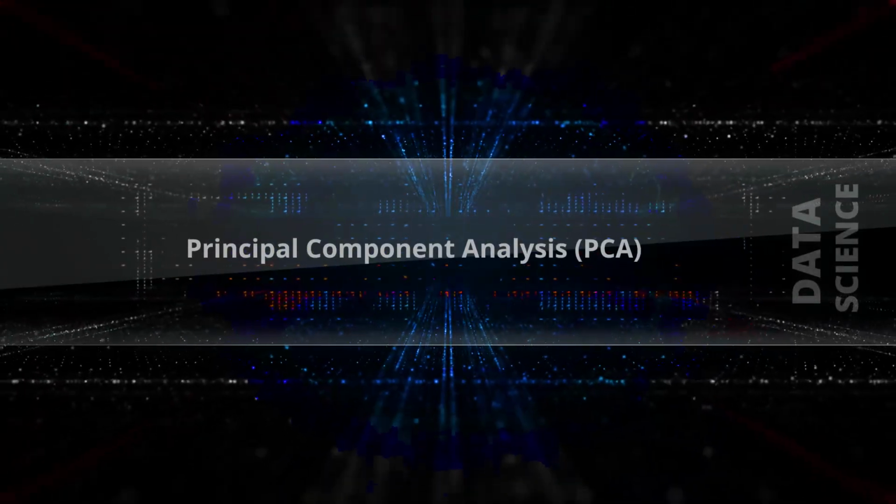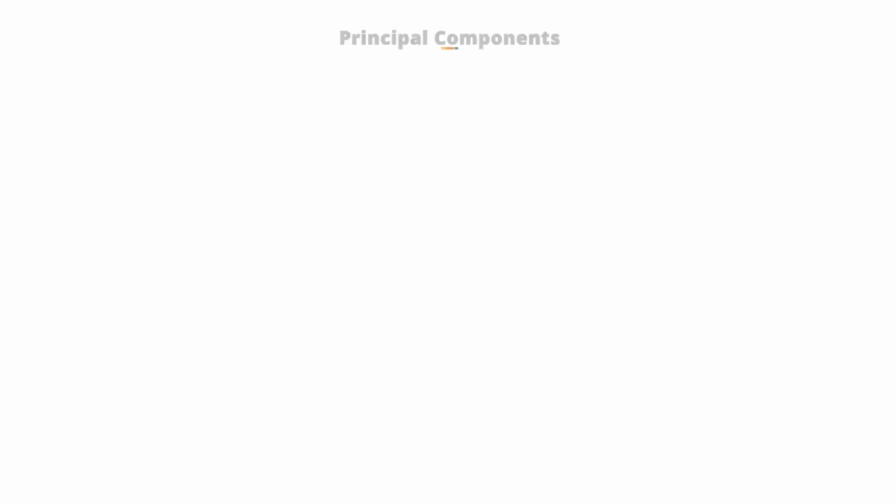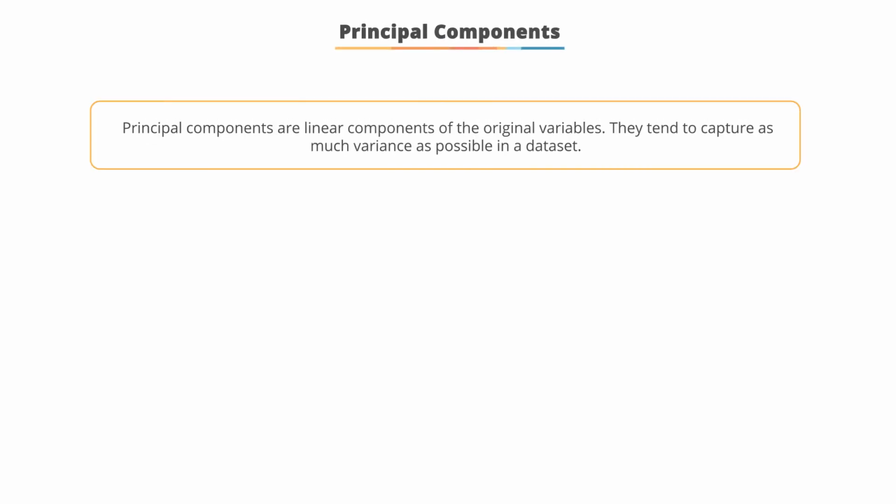Principal component analysis. Principal components, also known as PCA when we look at principal components analysis, are linear components of the original variables. And what they try to do is capture as much variance as possible in a data set.